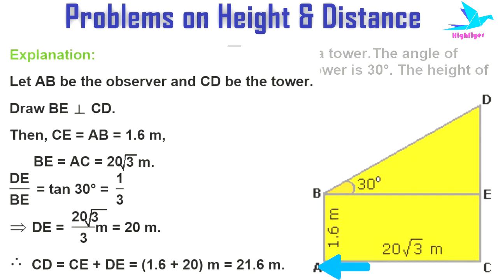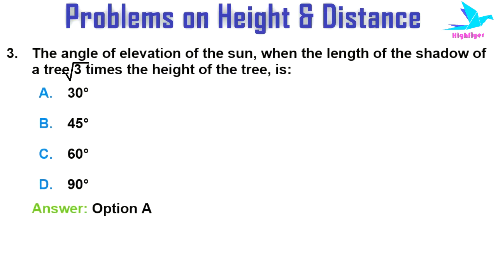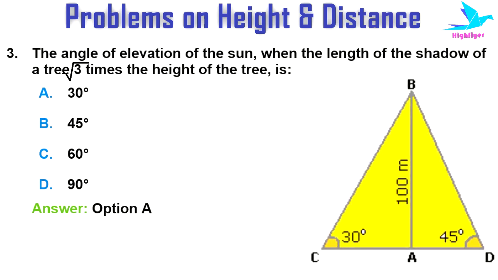Next question. The angle of elevation of the sun when the length of the shadow of a tree is root 3 times the height of the tree is. The options are 30 degree, 45 degree, 60 degree or 90 degree. The right option is option A, 30 degree.